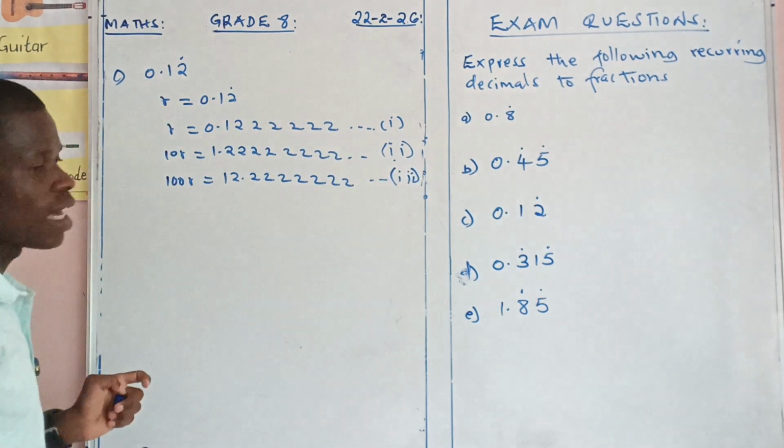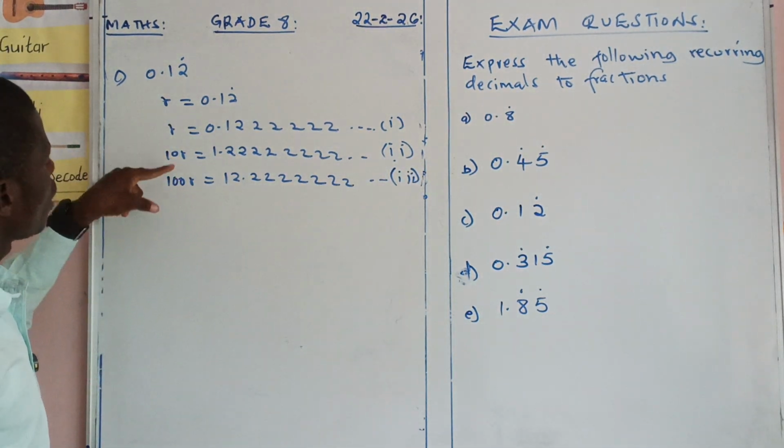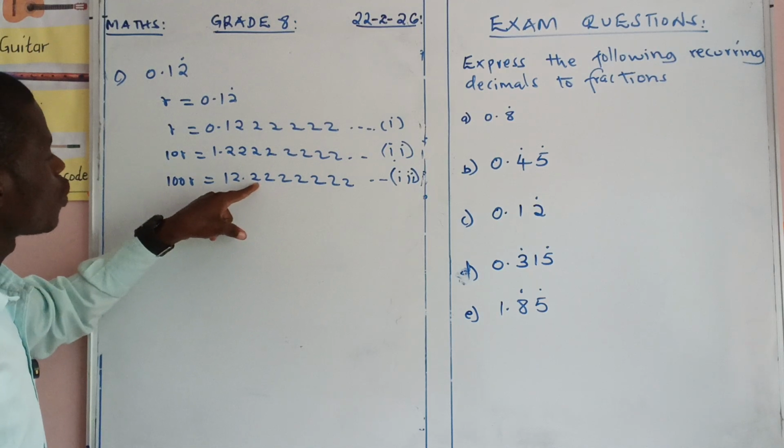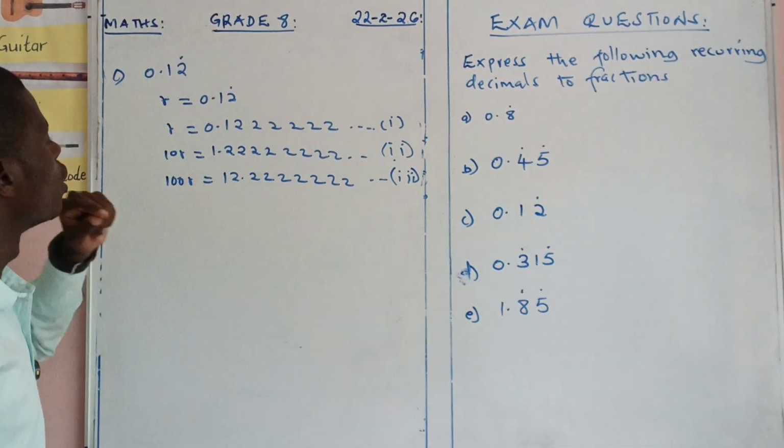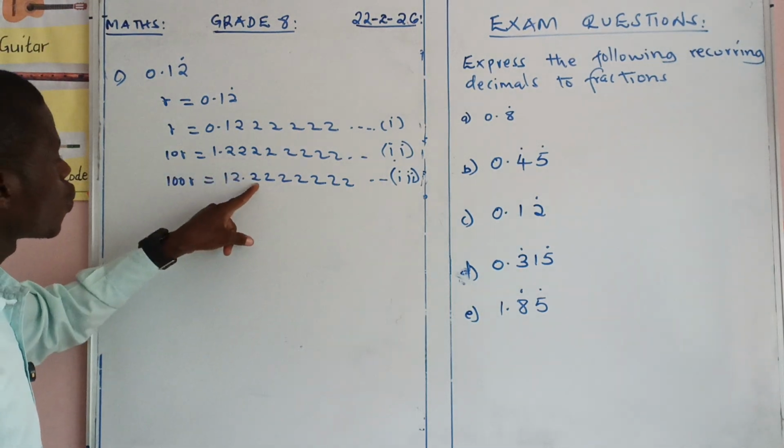So equation 3 here, what do you have? You see 100r, 12.22. 10r, what do you have? 1.22. So you see 222.